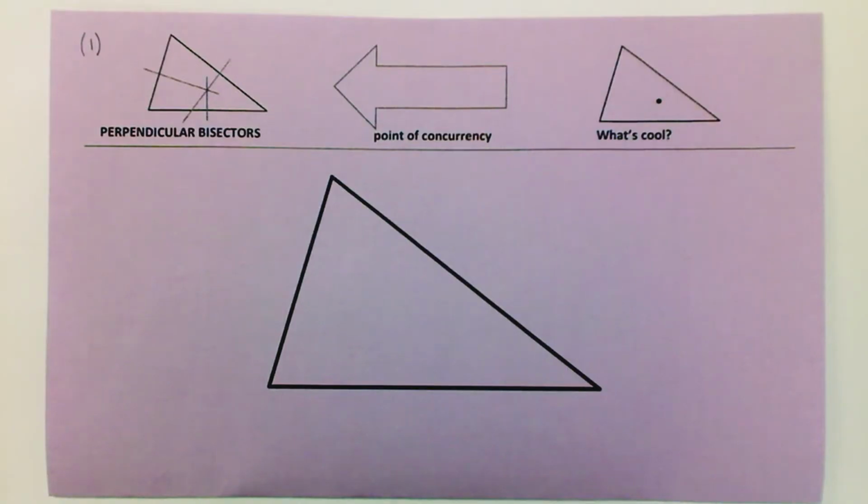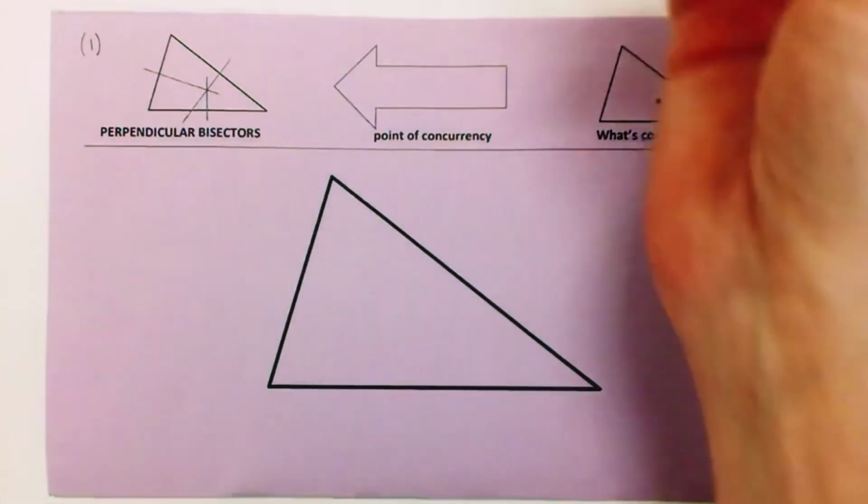All right, this first page is about perpendicular bisectors, and something kind of neat happens when you take a triangle and draw the perpendicular bisectors on each side of the triangle. So first, let's review what is a perpendicular bisector.